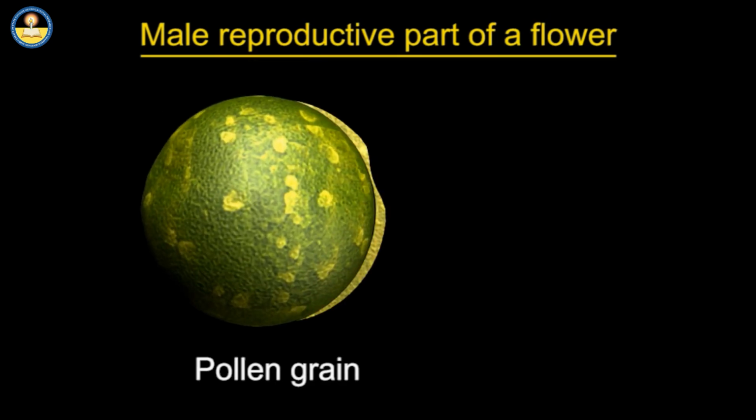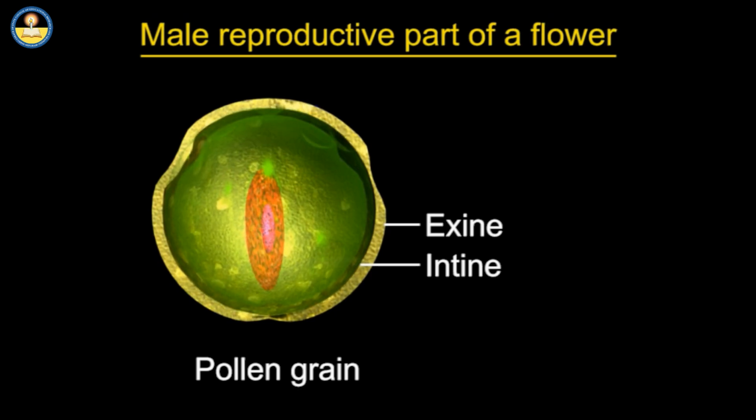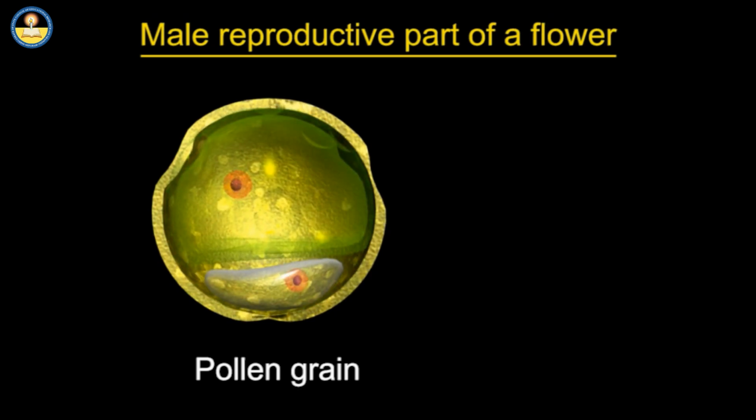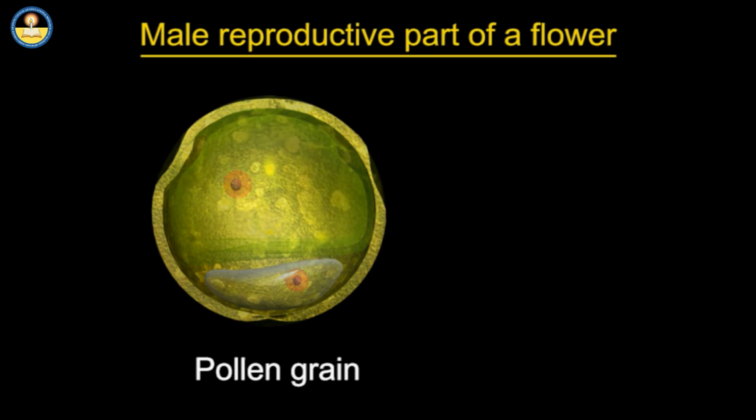Each cell of the tetrad transforms into a pollen grain. The pollen grain develops 2 cell walls, a resistant outer wall, the exine, and an inner wall, the intine. Its nucleus undergoes mitosis to form 2 cells, vegetative cell and generative cell.